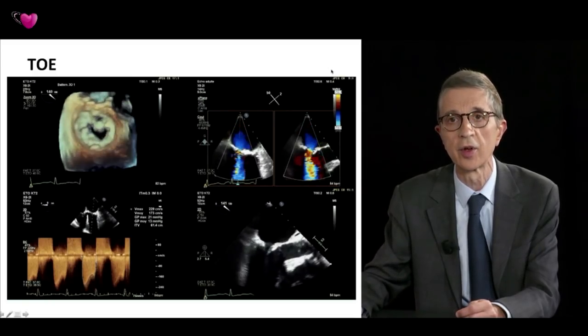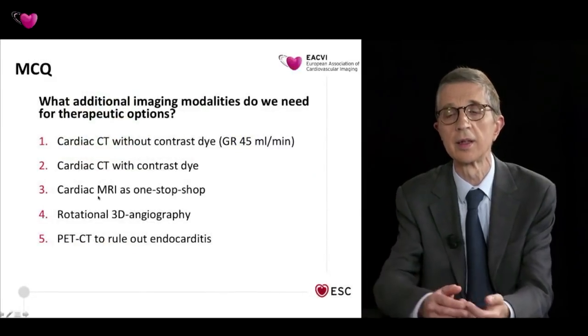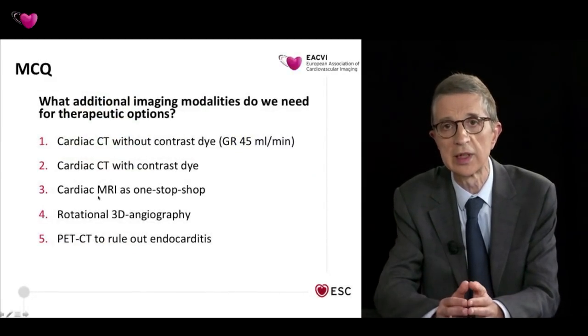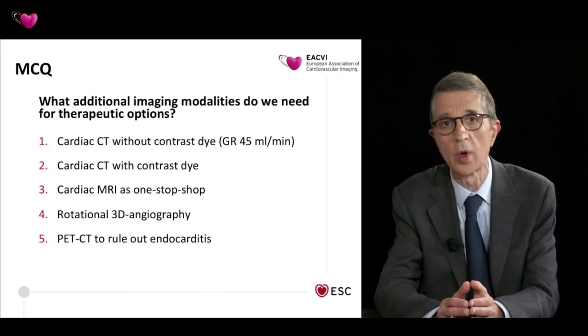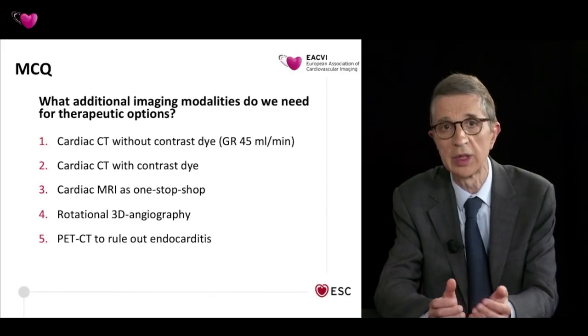So the question here is, in this patient who obviously has MAC disease, what additional imaging modalities do we need for therapeutic options? Do we need a CT with contrast or without contrast, because she also has renal failure, cardiac MRI, rotational angiography, or PET scan to rule out endocarditis?